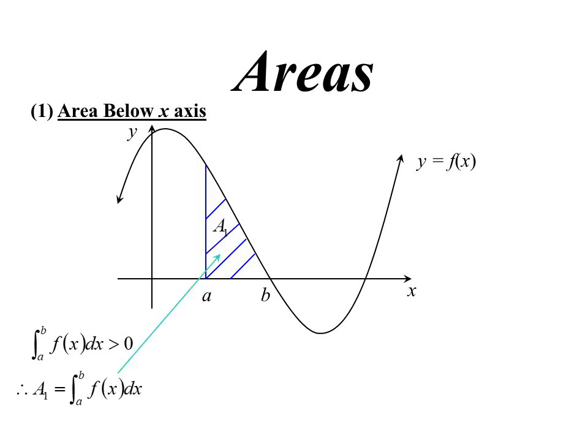But the other thing we said was if the function value was below, so it was negative, then the integral would give us a negative number. And obviously area can't be negative. So in fact the area would be the negative of the integral if it's below. So that means it's important that we know what a curve looks like.